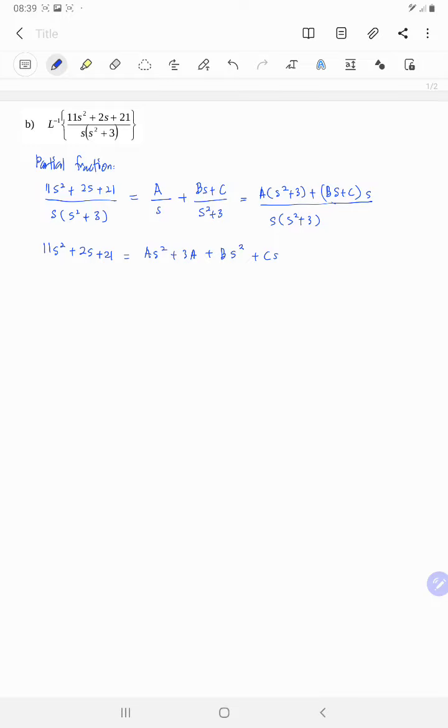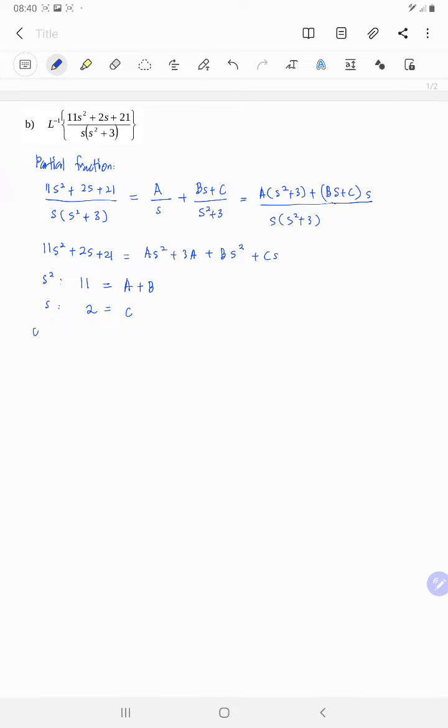Okay, the idea is we want to find the values of A and B and C. So you must compare left hand side and right hand side. The highest power is s squared. Left hand side is 11, right hand side of s squared is A plus B. Next, s only: left hand side 2, right hand side C. So we already get C is 2.